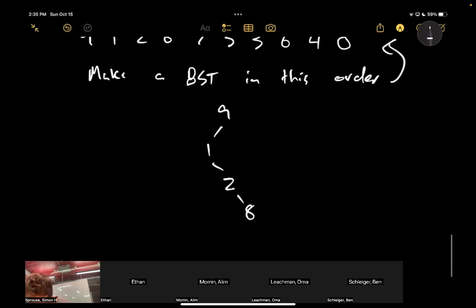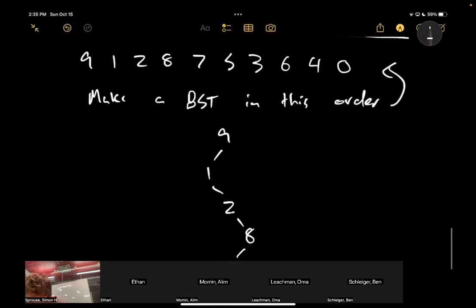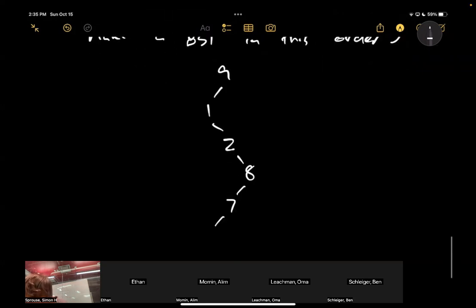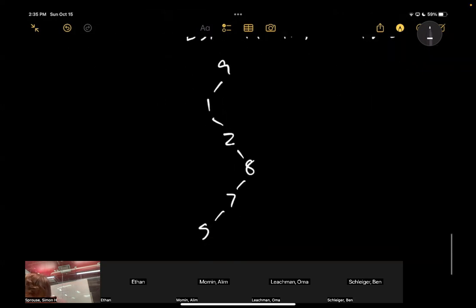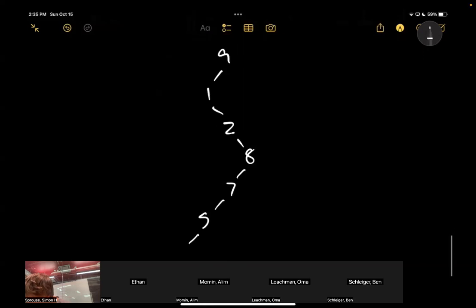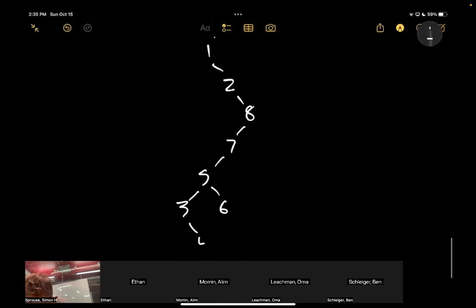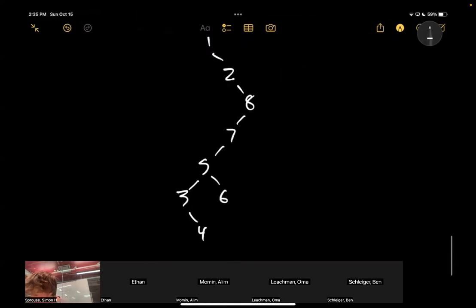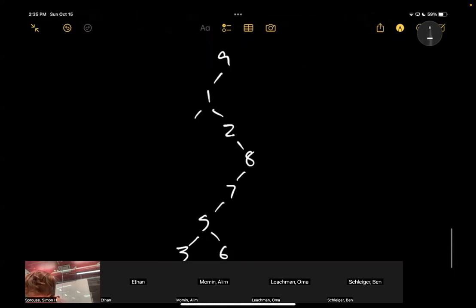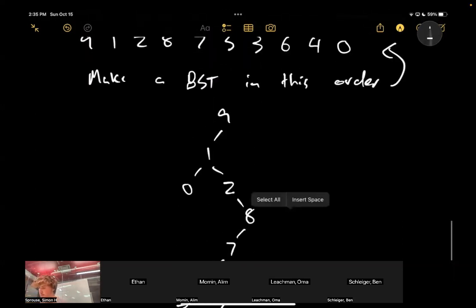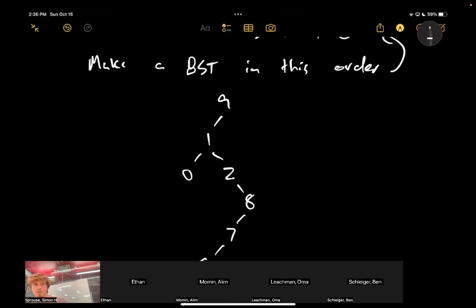Let's see, adding 7, 5, and I hope I don't mess this up. Let's see, 3 be here. 6 is here. 4, minus 4, 4 is here. And 0 is here.